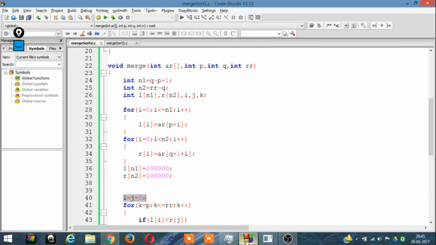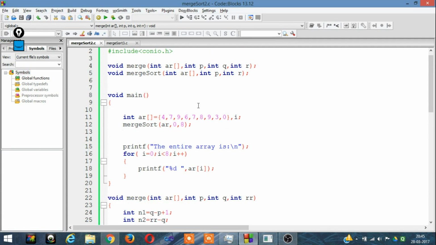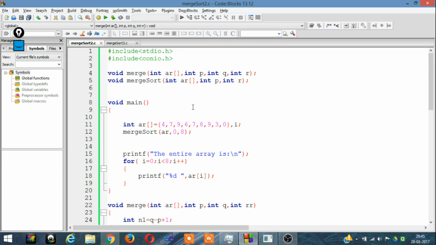I have written the Mergesort algorithm here. I mean, I have implemented the Mergesort algorithm in C, and I'm going to teach you line by line what I have written here. I'm going to explain line by line what I have written here, and you're going to get the idea. I am pretty confident about it.